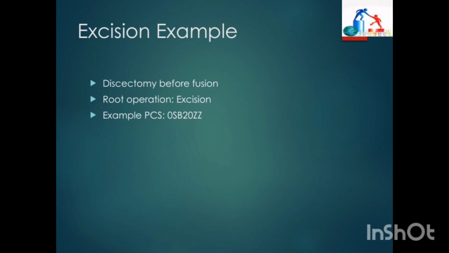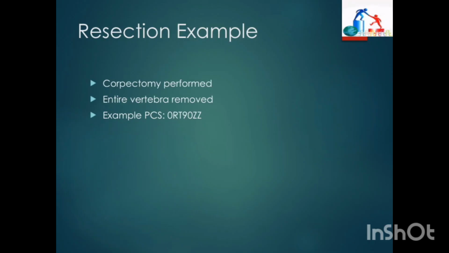So, in this slide, we're looking at a corpectomy procedure, which involves removing an entire vertebra. This is a significant surgical step, especially when dealing with complex spinal conditions. By removing the entire vertebra, we create space to address issues like tumors, trauma, or infections that affect the vertebral body itself. The slide also provides an example of a PCS code, 0RT90ZZ. This code helps us standardize and communicate the specific procedure performed.